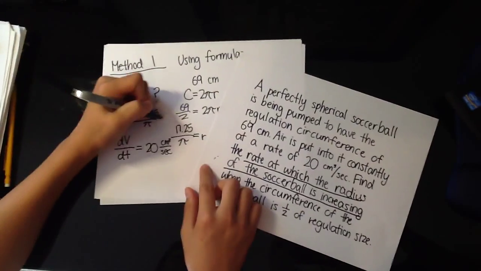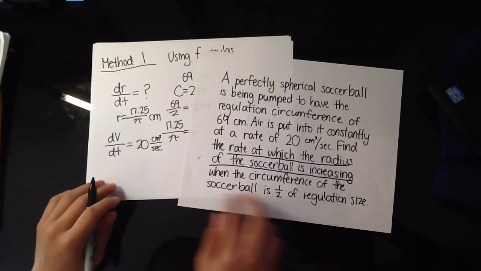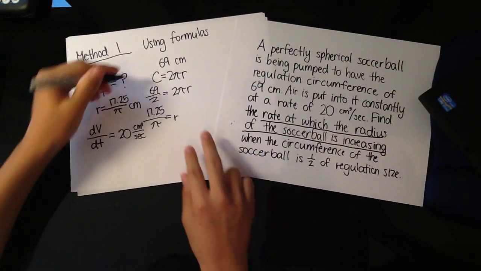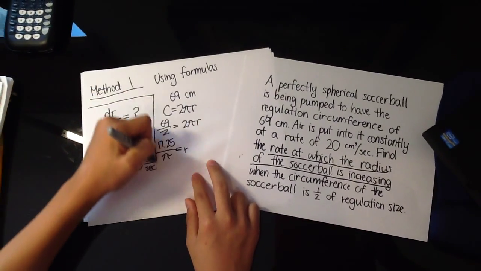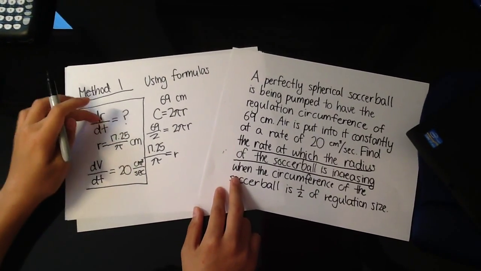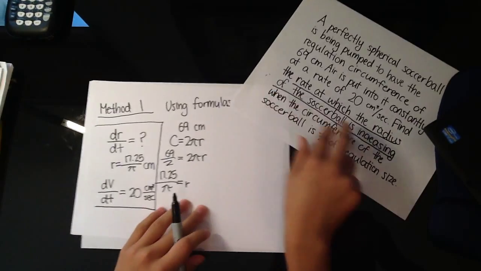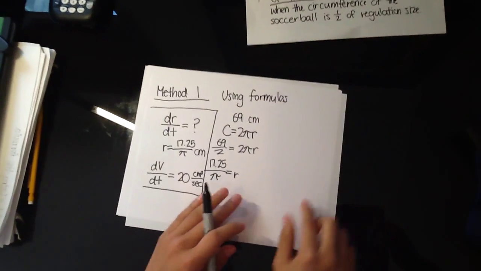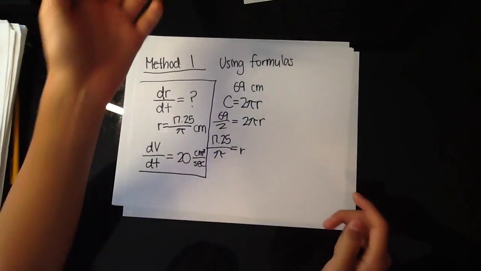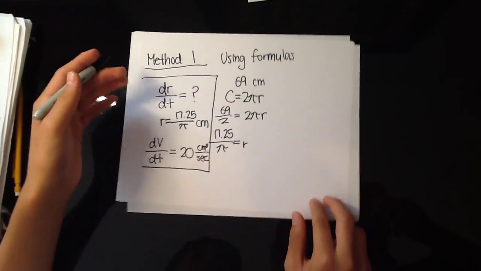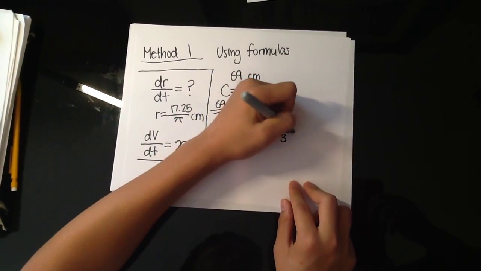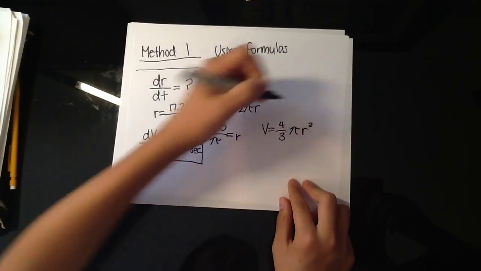And this is centimeters, I forgot to label it. And we don't know volume. So what we're trying to find here, this is what we know. We have to find an equation that relates these so that we can find dr/dt. We can use the formula for the volume of a sphere, because as stated in the problem, it's a perfectly spherical soccer ball. So the equation is V equals 4/3 pi r cubed.